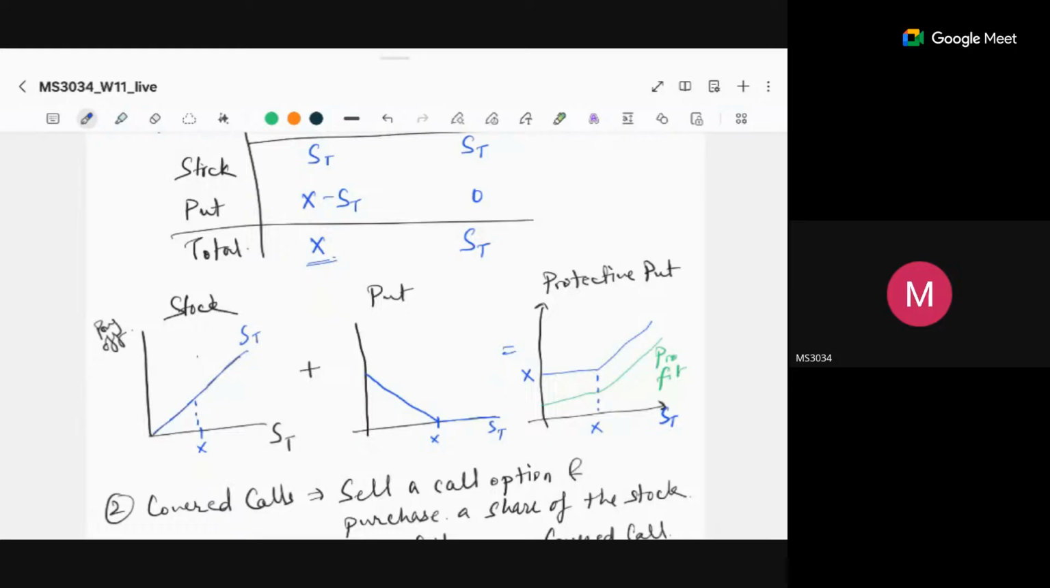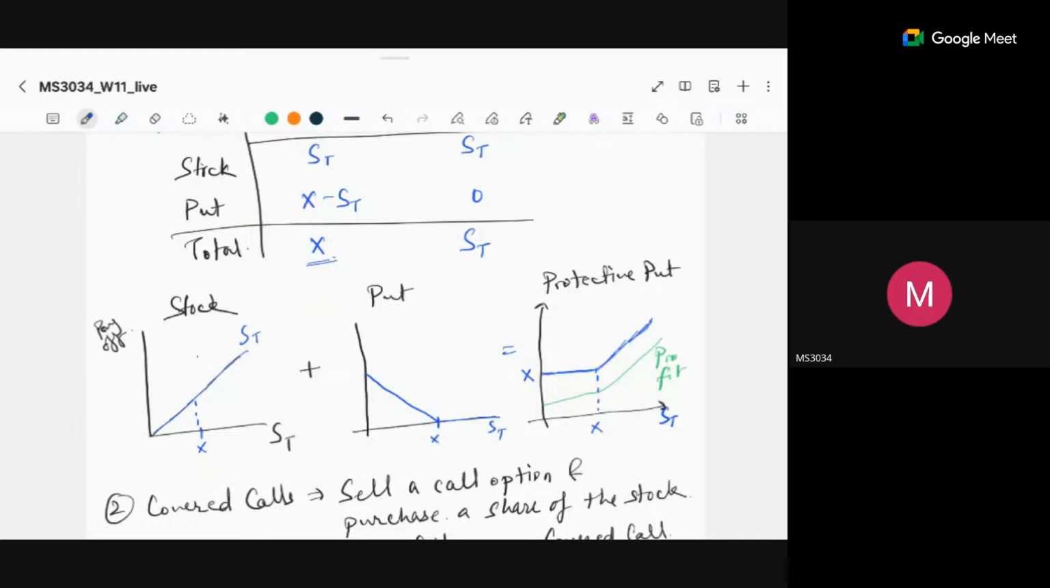Okay, and now if you combine these two curves, then your payoff diagram becomes like, when your stock price is less than exercise price, it is capital X till that point, and if you go beyond that point, then your payoff increases linearly in this region.